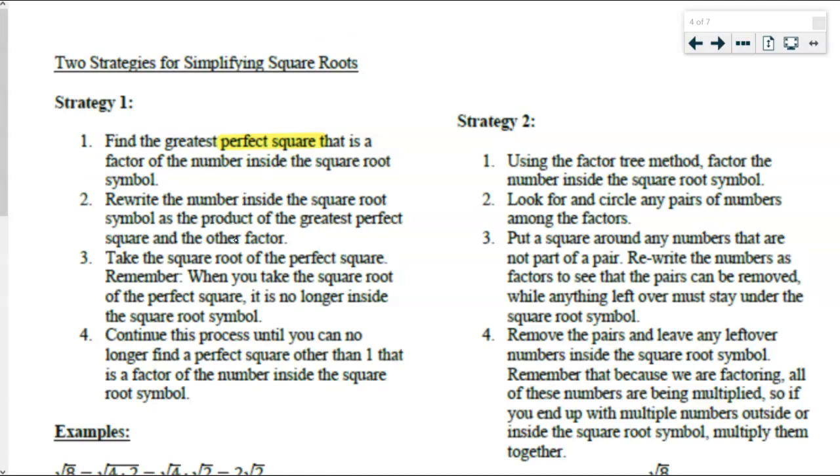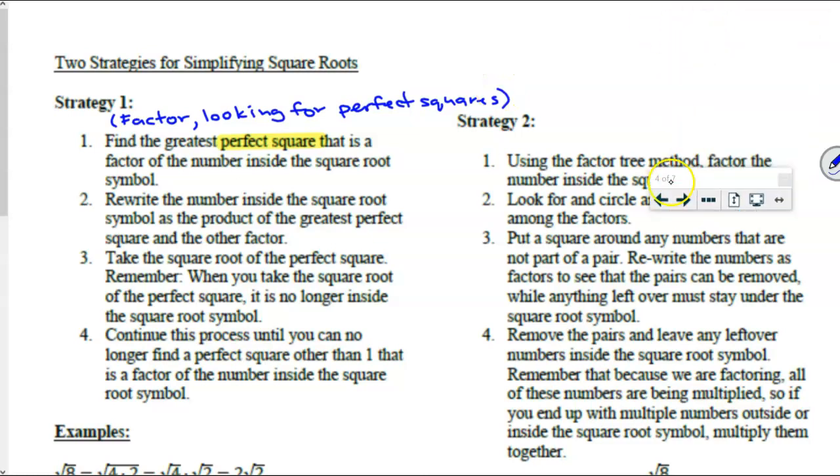So, method 1 or strategy 1 is find the greatest perfect square that is a factor of the number. What we really need to do is factor what's inside of the radical, looking for perfect squares. Here's what I mean by that. Do you remember when we had the square root of 32? We said 2 and 16, and we also said 4 and 8. Either one of these has a perfect square. We want to look for the greatest perfect square. So which one of these two factorizations is going to be better? The 2 and the 16, because it has the greatest perfect square.